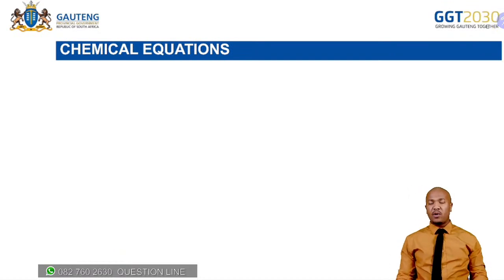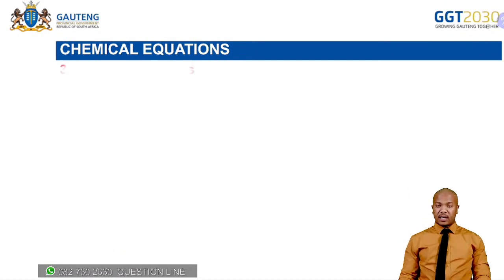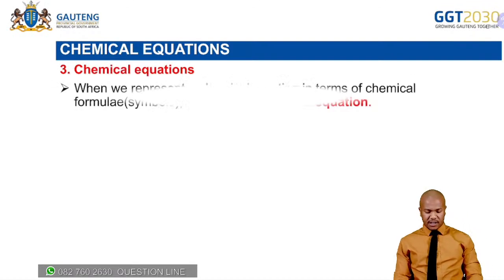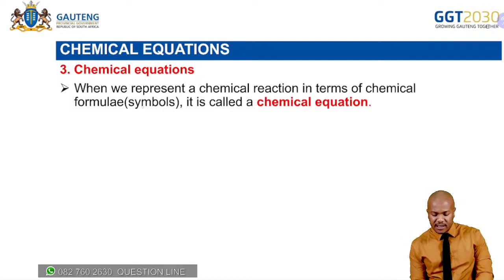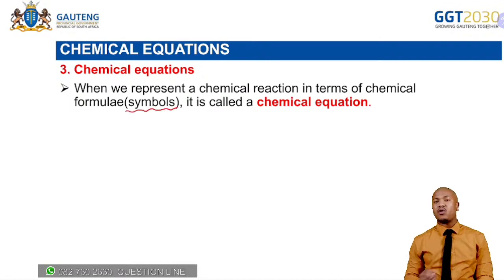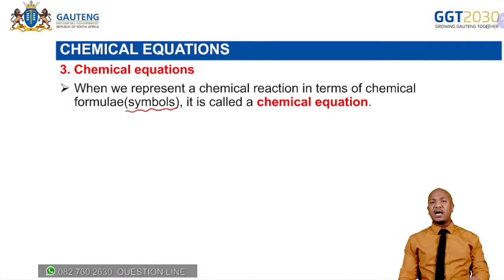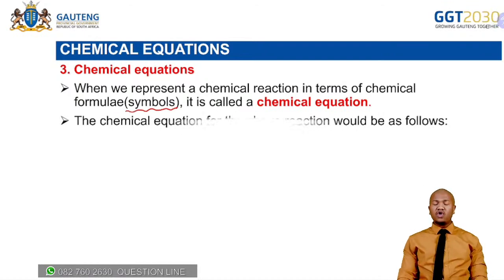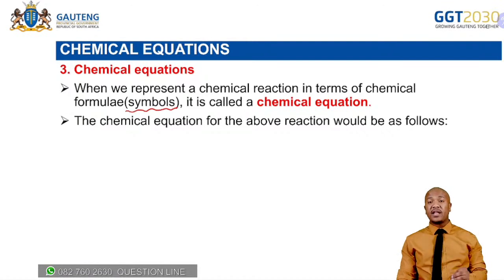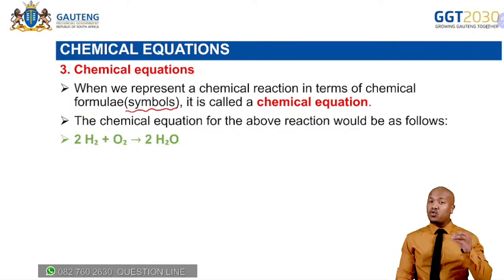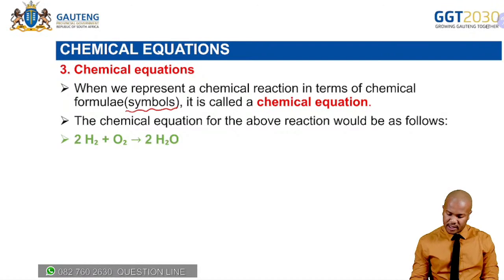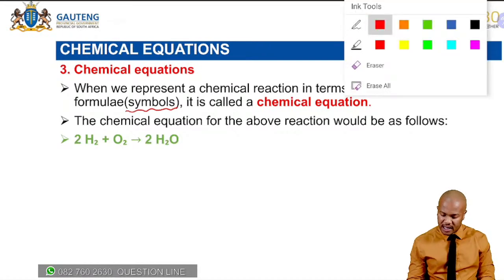Chemical equations where we use symbols. Right. In chemical equations, this is when we represent it in what? In the form of symbols, and it is called a chemical equation. We're going to use the same example again, right? So the chemical equation for the above reaction would be as follows. 2H2 plus O2 is equals to 2H2O. Now let me bring it back to drawings so that you can make a link again.